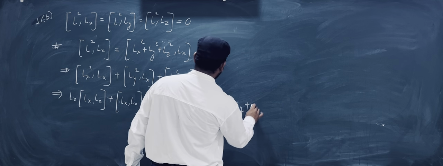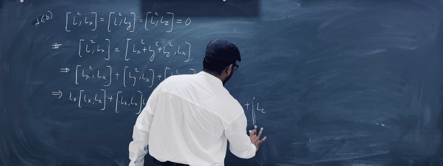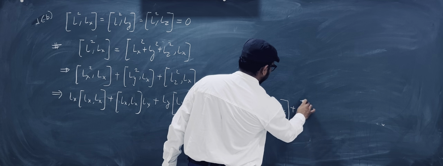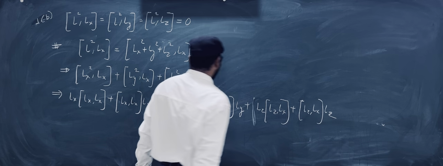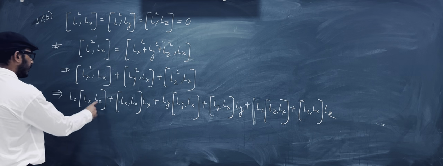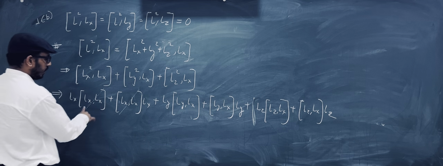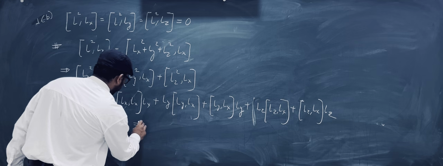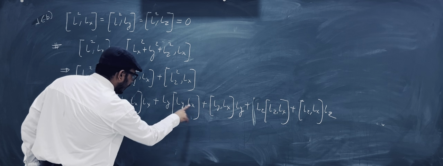This can be written as Lz Lx plus Lz Lx Lz. Now we know that this is 0, so this vanishes out. This will be 0 as well. So these two things are 0, so these two terms are gone. Now we are left with Ly Lx.